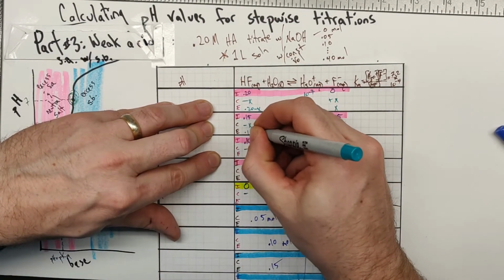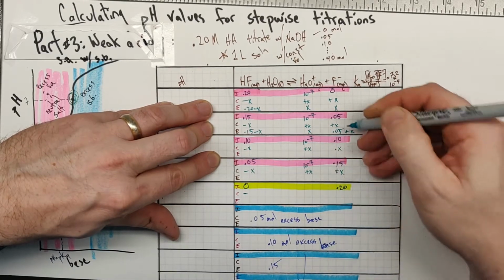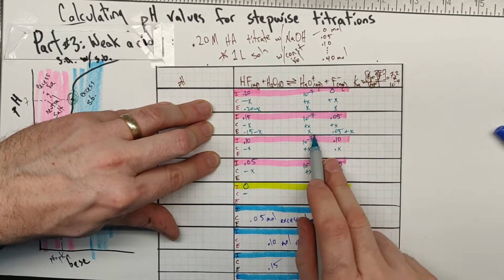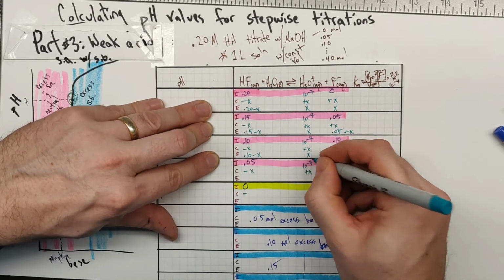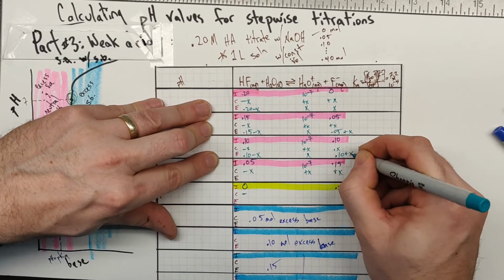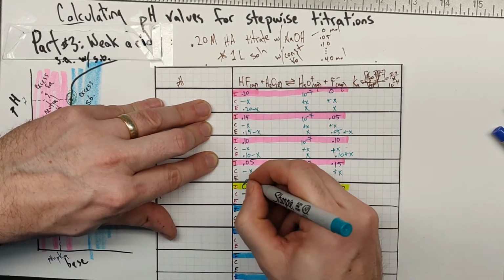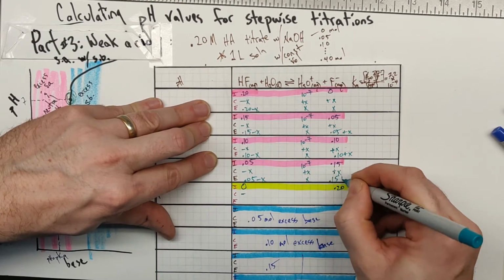So we got 0.15 minus x, x, and 0.05 plus x now. See? So we had x and x, now we've got that. 0.10 minus x, x, and 0.10 plus x. That should be a plus. All right, 0.05 minus x, x, and 0.15 plus x.